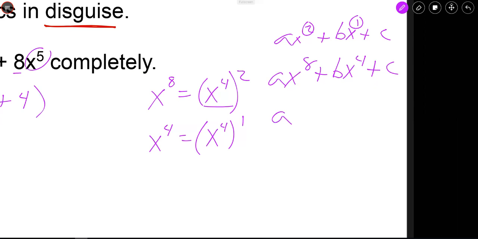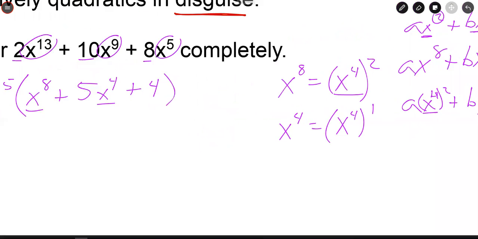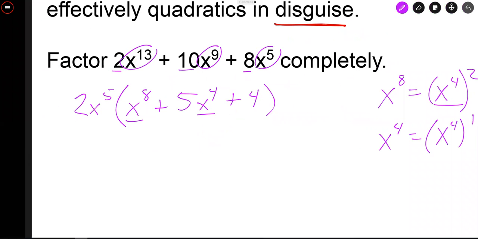So again, this ax to the 8th is actually ax to the 4th squared plus bx to the 4th to the 1st power plus c. In the standard form of the equation where I normally have an x, I've just got an x to the 4th in its place, which means I can treat this just like a quadratic, which means I can use the quadratic formula if I want to factor it.